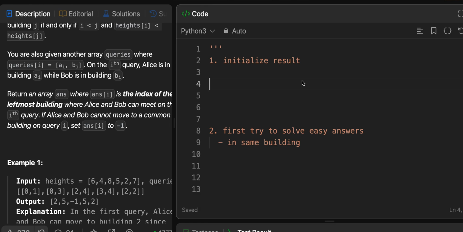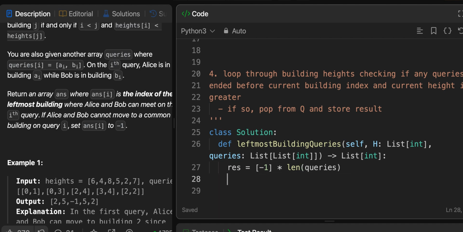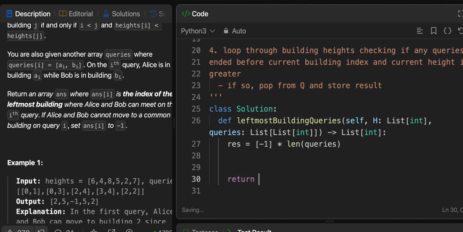Okay, initialize the result. Okay, great. Well, we know that there may not be an answer. There may not be a building where Alice and Bob can meet at where the height requirement is satisfied. So that means there may be negative ones in our answer. Now the question is how many negative ones? Well, that depends on the number of queries. So we can just set that up now. So let's set it up as result equals -1 times length of queries. Okay, great. And let's return a result.